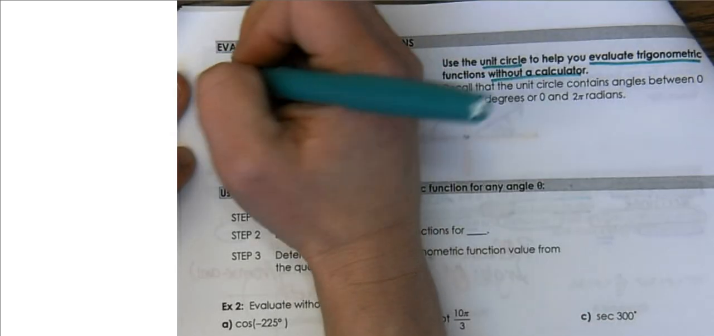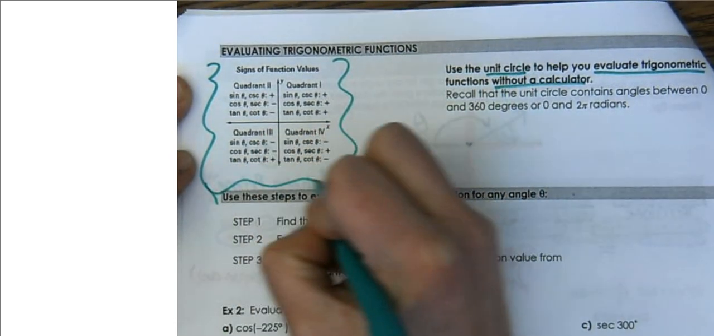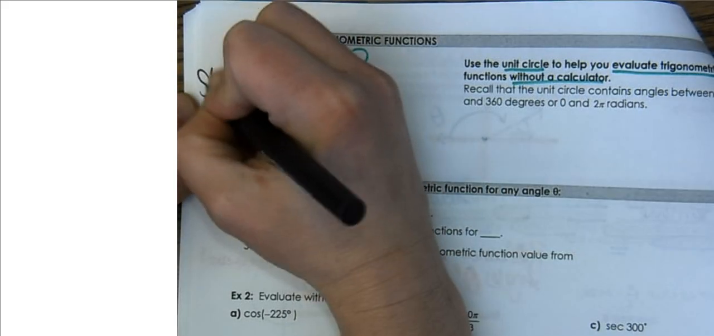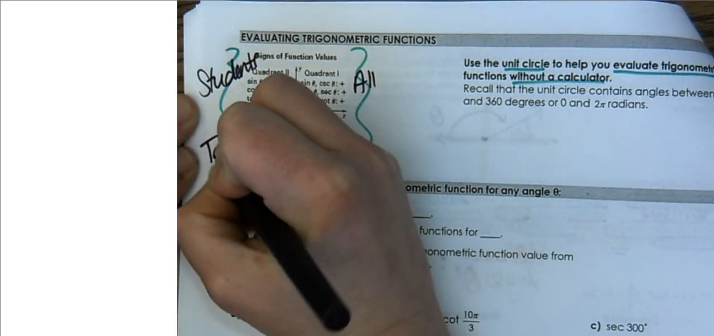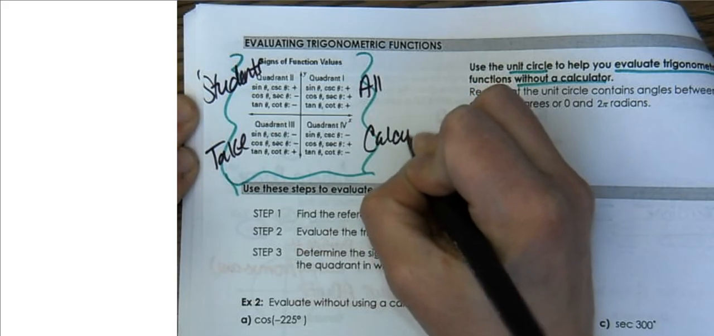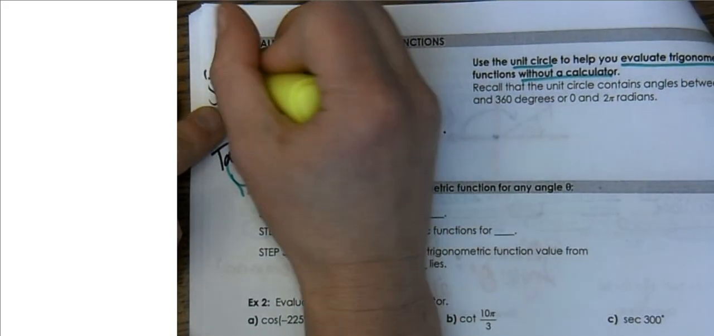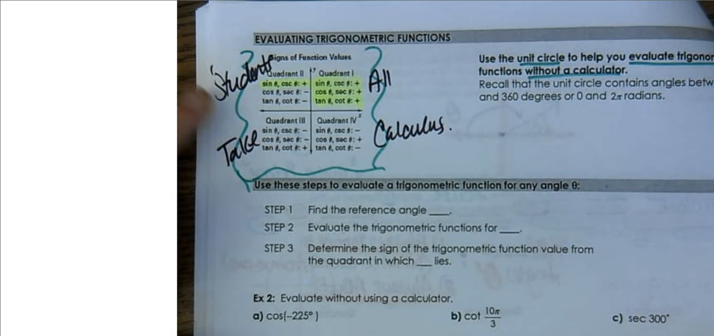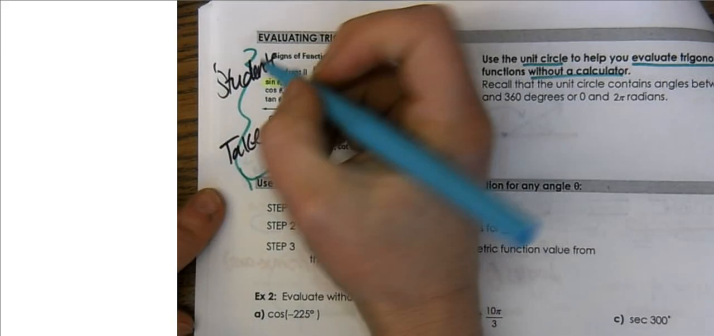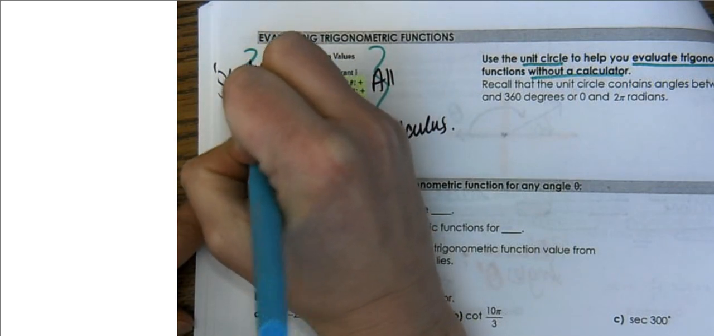And so what I want you to do is make sure that you know all of your signs. We have a little phrase, and that phrase is All Students Take Calculus. What that means is that all of our trig functions, sine, cosine, and tangent, as well as their reciprocals, are all positive in quadrant number 1. In quadrant number 2, just sine and its reciprocal are positive. Cosine and tangent and their reciprocals are negative. So only sine is positive in quadrant number 2.